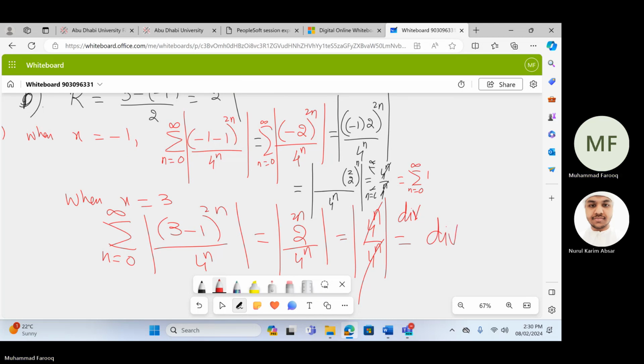Divergence. If you remove the absolute value, also divergence. If you remove absolute value, will any change come? No. So with absolute and without absolute, it also diverges. It means in this question, nothing is conditionally convergent. So the interval remains open. No change will come in the interval.